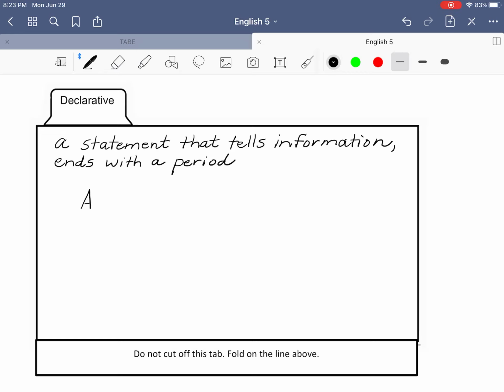Abe Lincoln was the 16th president. That's a statement of fact. Full stop. Because the next sentence is completely unrelated to Abe Lincoln.